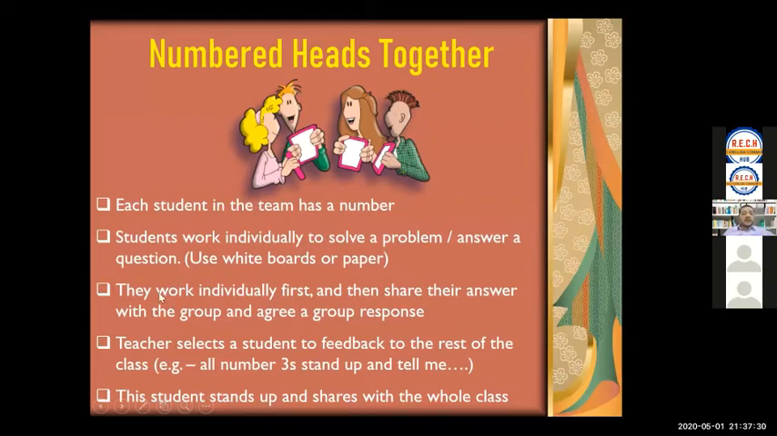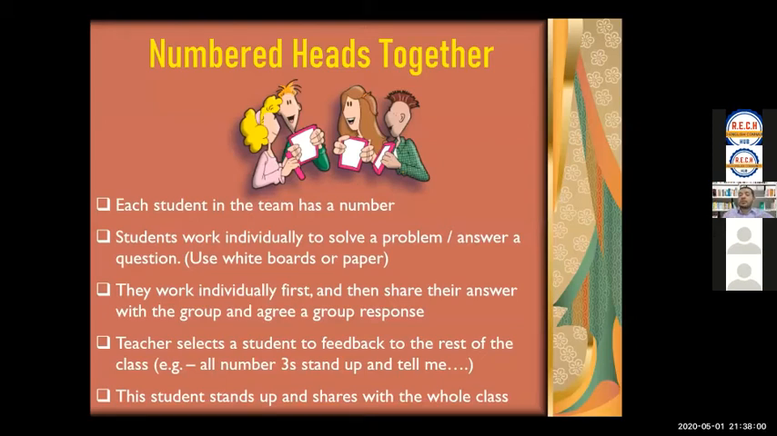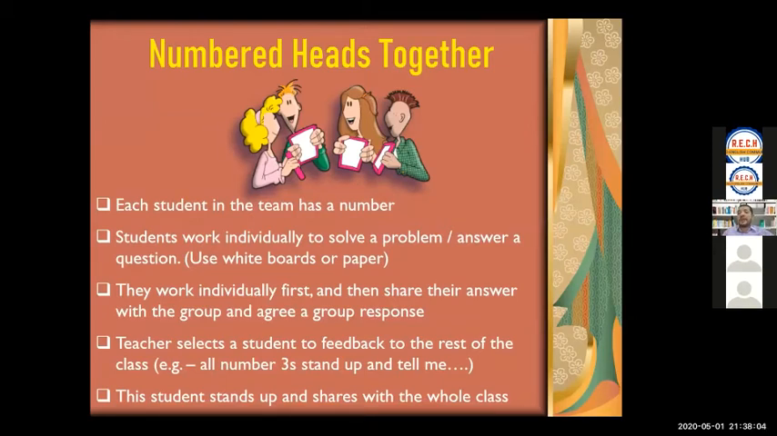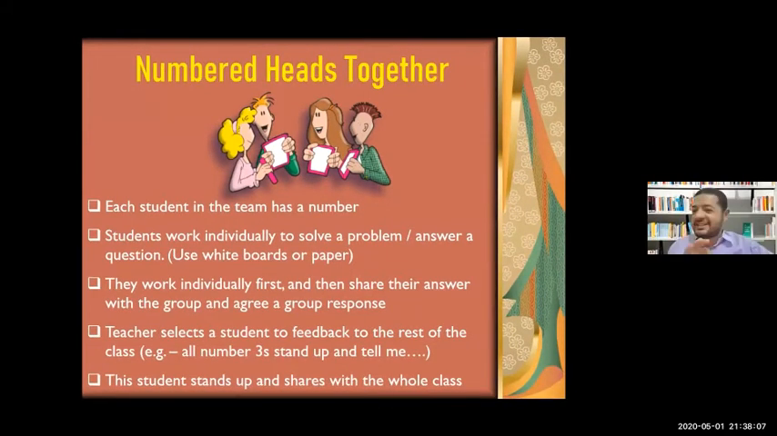So again, they work individually first, and then you ask them to join the groups and to share the answers together and to discuss the answers. Okay. Then teacher selects a student to feedback the rest of the class. So you tell them, okay, now everyone answered individually these questions. Now it's your turn to be together, to talk together, to give feedback to each other and to reach a consensus. This is very important because I'm going to ask, as a teacher, I'm going to ask one of you.